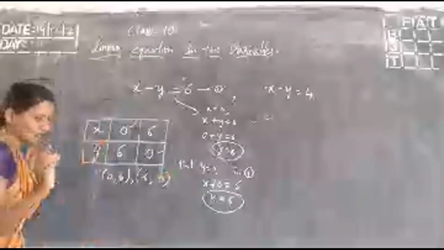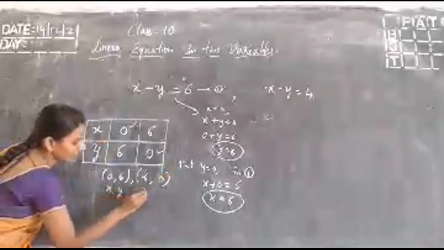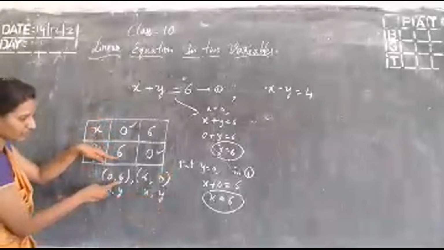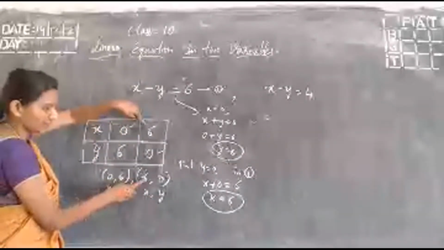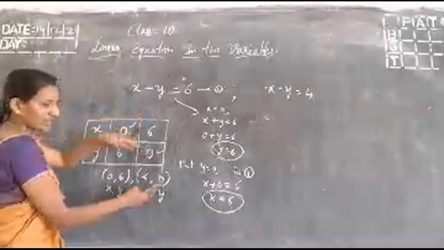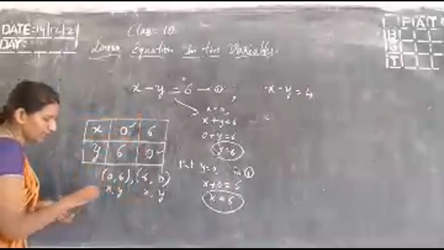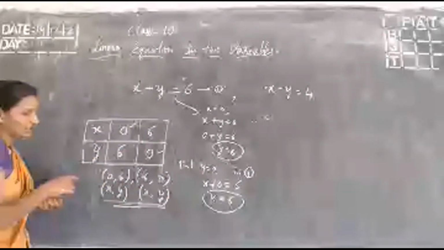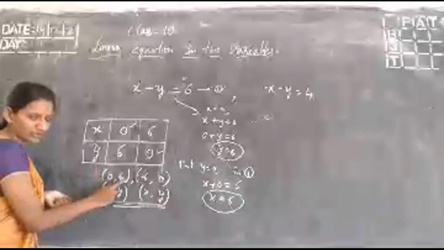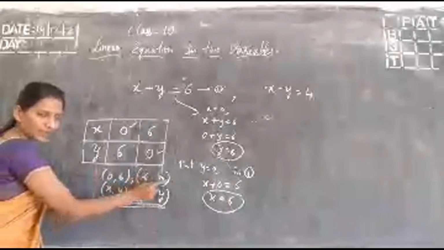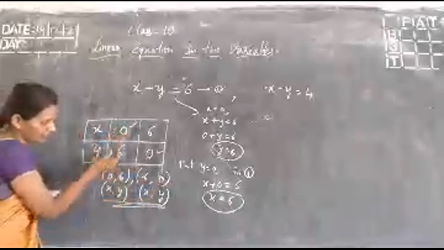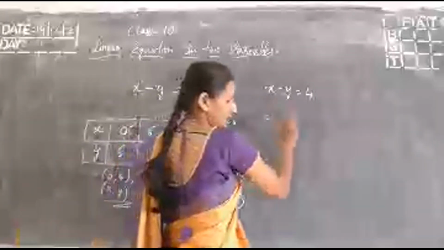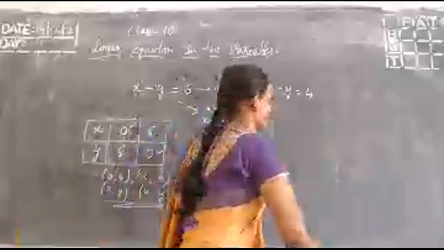See here, always you have to write x comma y. What is the value of x? 0. What is the value of y? 6. What is the value of x? 6. What is the value of y? 0. Always you have to write in the form of x comma y. Don't write y comma x. Here you should not write 6 comma 0, and here you should not write 0 comma 6. Always write in the form of x comma y.